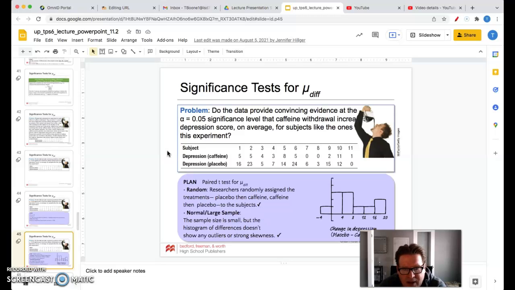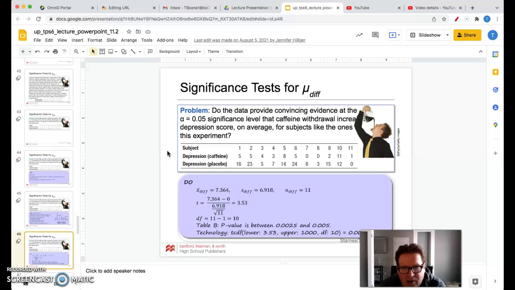All right, so plan. We're going to do a paired t-test, paired this time, for the mean difference. Researchers said they randomly assigned them into those groups. Yes, we do have our 10% condition, since I'm sure that's 10% of all subjects. And if we look at our differences and plot them into a histogram, I think we're going to see very clearly that there are no outliers or skewness going on here. So we're okay. We check those.